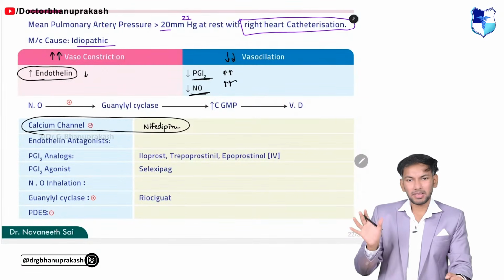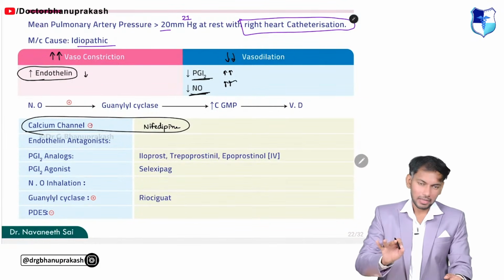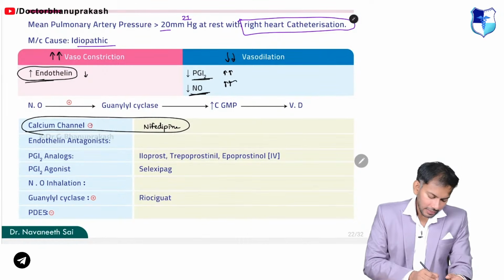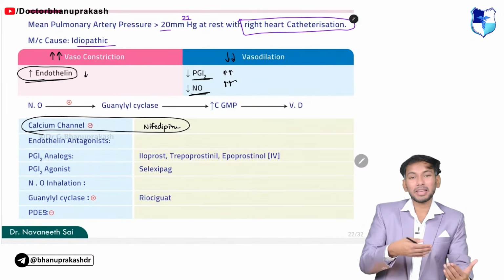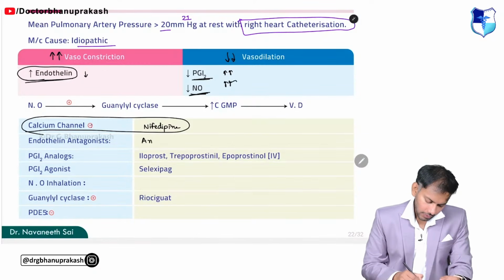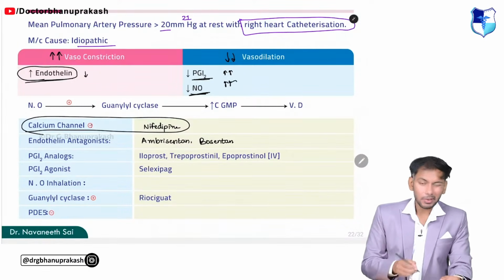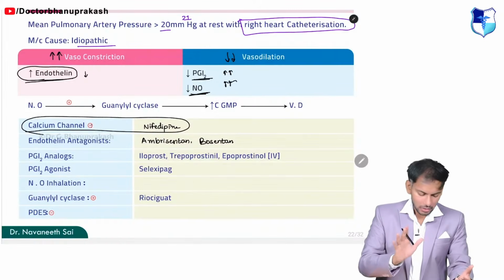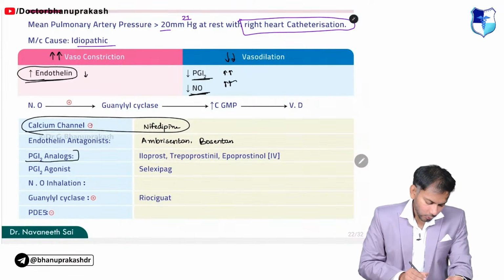Now, once you're done with this, we are going to come to the main classes of drugs. I told you it is an increase in endothelin. How do you decrease it? By giving endothelin antagonists. Okay. So these are ambrisentan and bosentan. These are endothelin antagonists. That means they are blocking the endothelin receptors. That's all. Now coming to the PGI2 analogs.